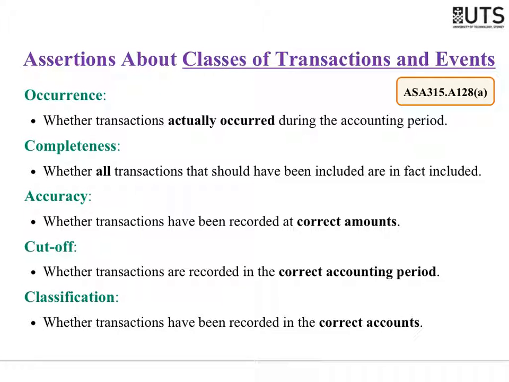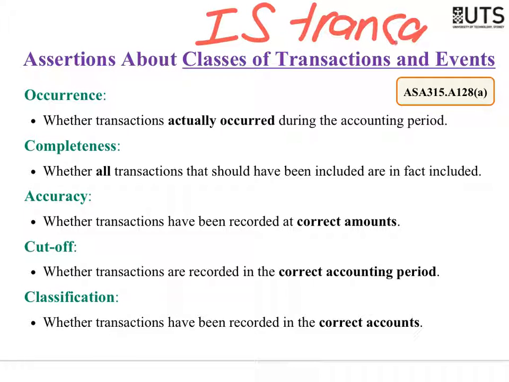Now, before I go into it, can you please write something on the top for me? When it says here classes of transactions and events, please write income statement transactions. For now, that's going to make it easier for you to understand. So here we are talking about the characteristics we look at to make sure our income statement transactions, our revenues and our expenses, are correct. Now, here's the thing, it's incredibly logical if you just think about it. And I'll give you examples as we go along.